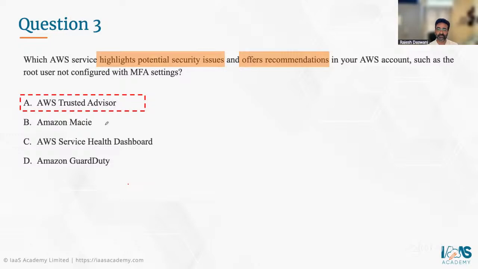Amazon Macie is not the answer. That allows you to monitor for personally identifiable information held in S3. Service Health Dashboard allows you to see any changes or planned outages that AWS might have, which might affect your resources. And GuardDuty is an intelligent threat detection service.